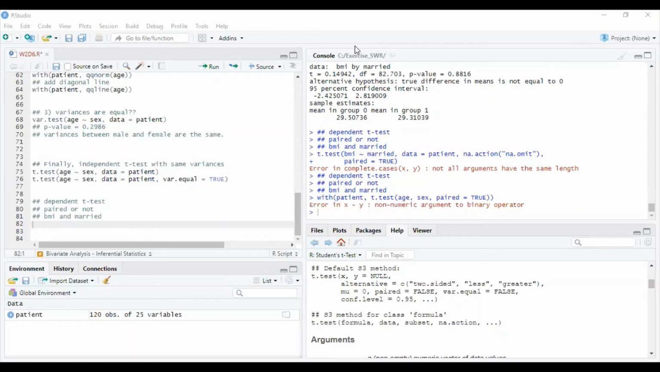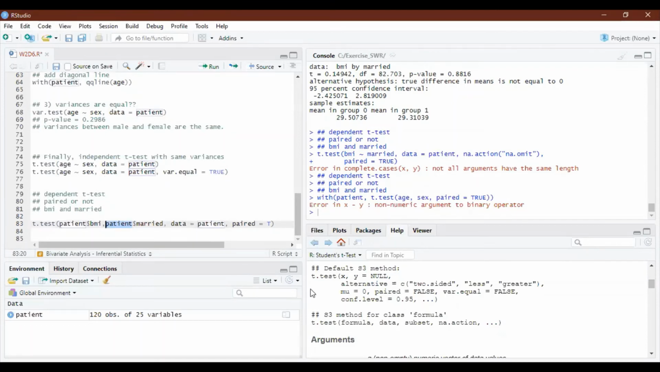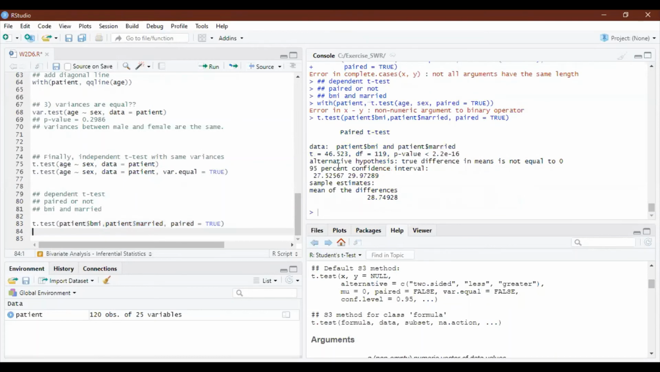Yeah, but this is wrong, okay? Because you are already subsetting and then you also give the data, okay? So you see, you are using patient data and you are already subsetting it, okay? So this is wrong. We can remove that data argument, I think. Yeah, you can remove the data argument and run it. That is also another way.